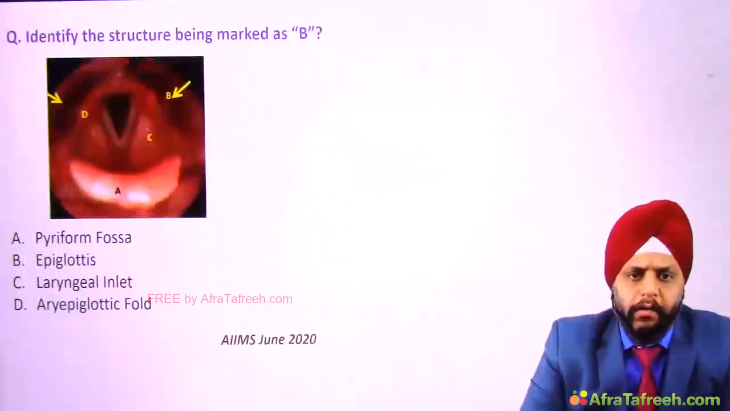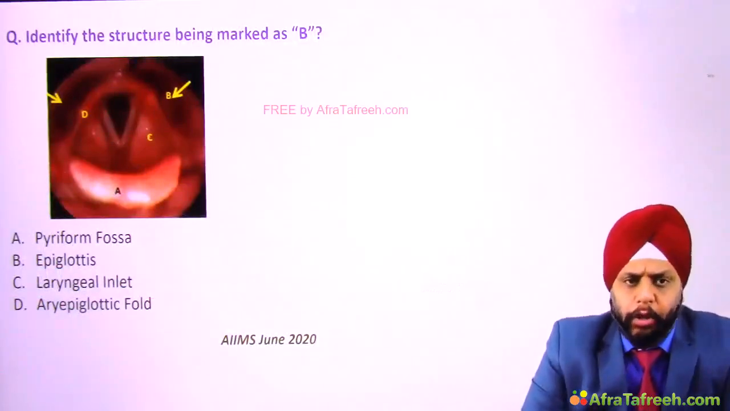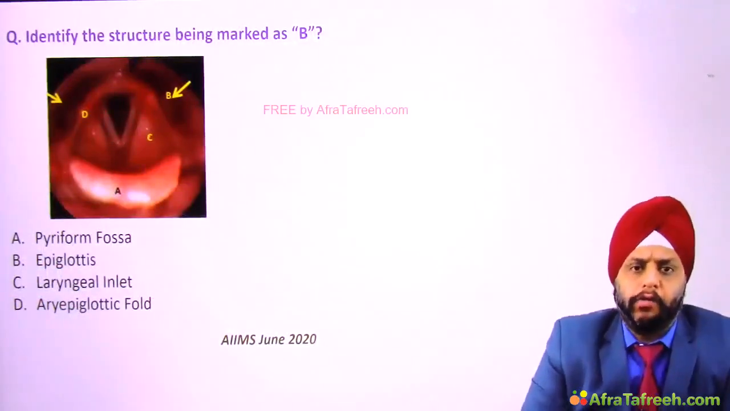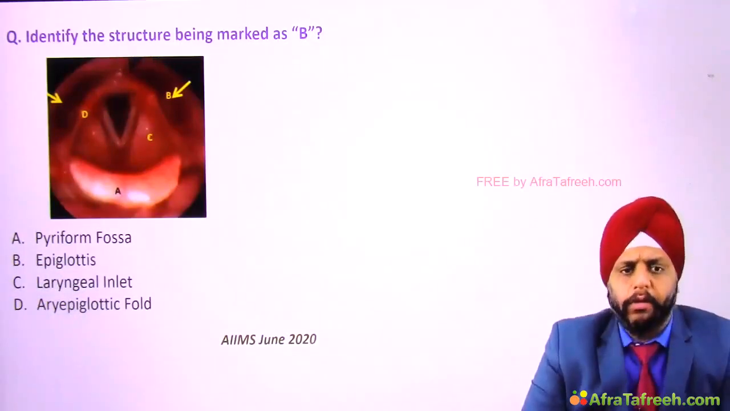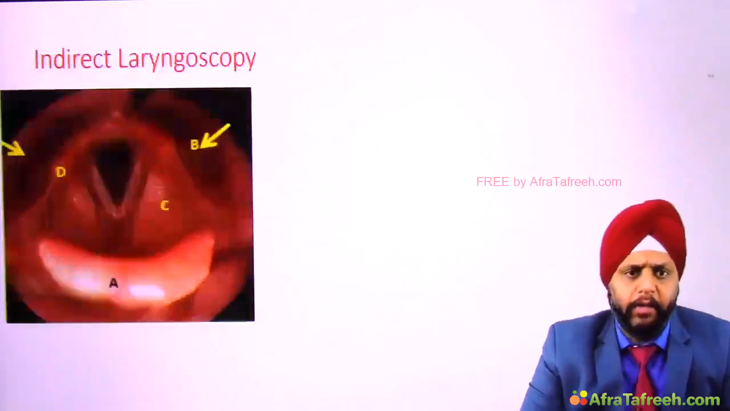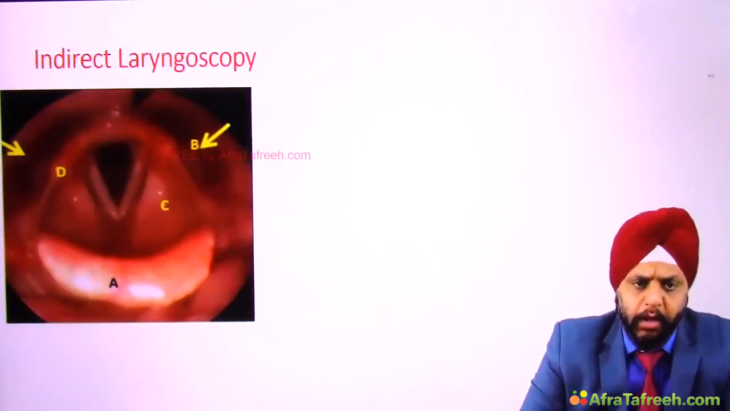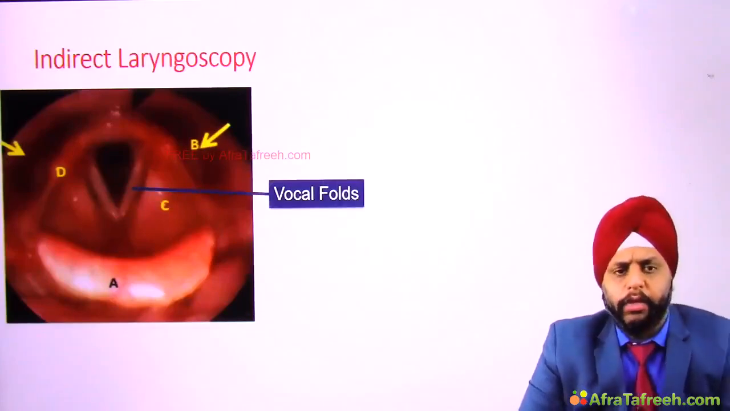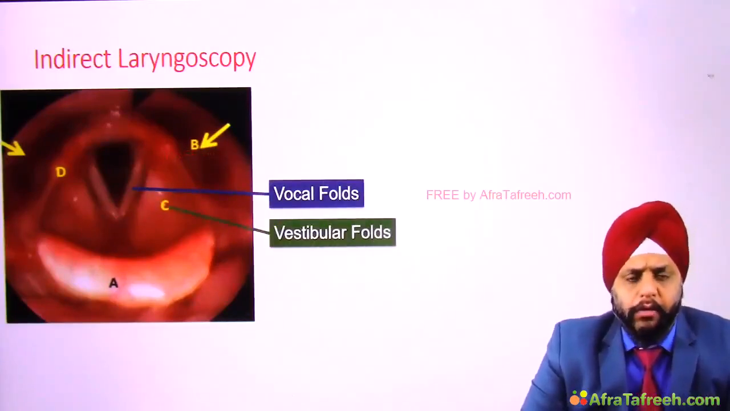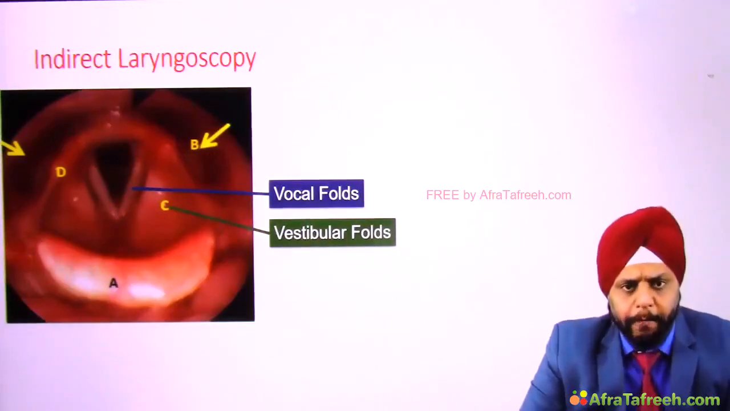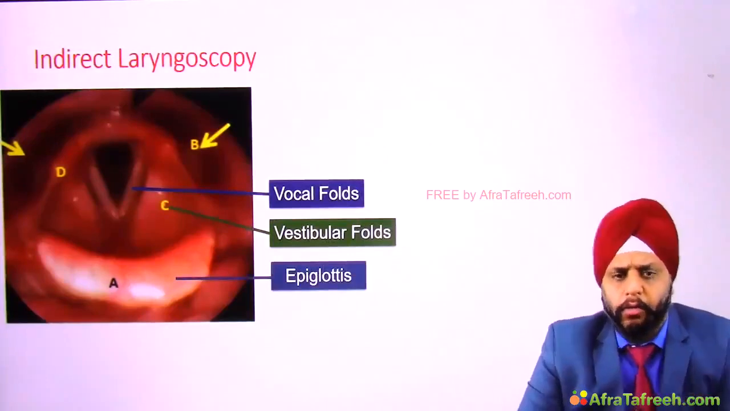Let's look at this image. This question was asked in the AIIMS June 2020 exam. Identify the structure being marked as P. So what can we see over here? Let's look at this image in detail. This is the image of indirect laryngoscopy. Okay, so what can we see over here? We can see the vocal folds, right? And we can see the vestibular folds. Okay, covering the vocal folds, we have the vestibular folds. What else? You have the epiglottis.